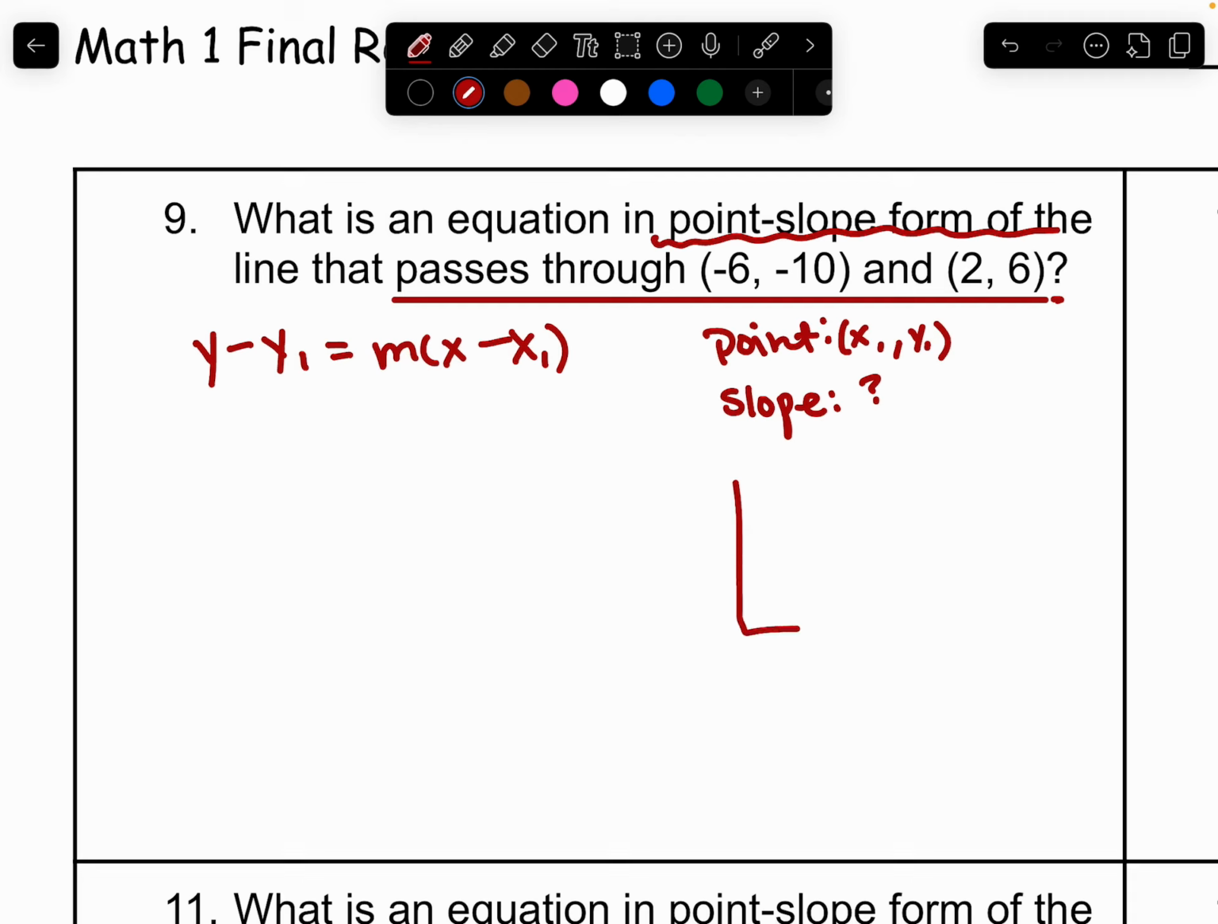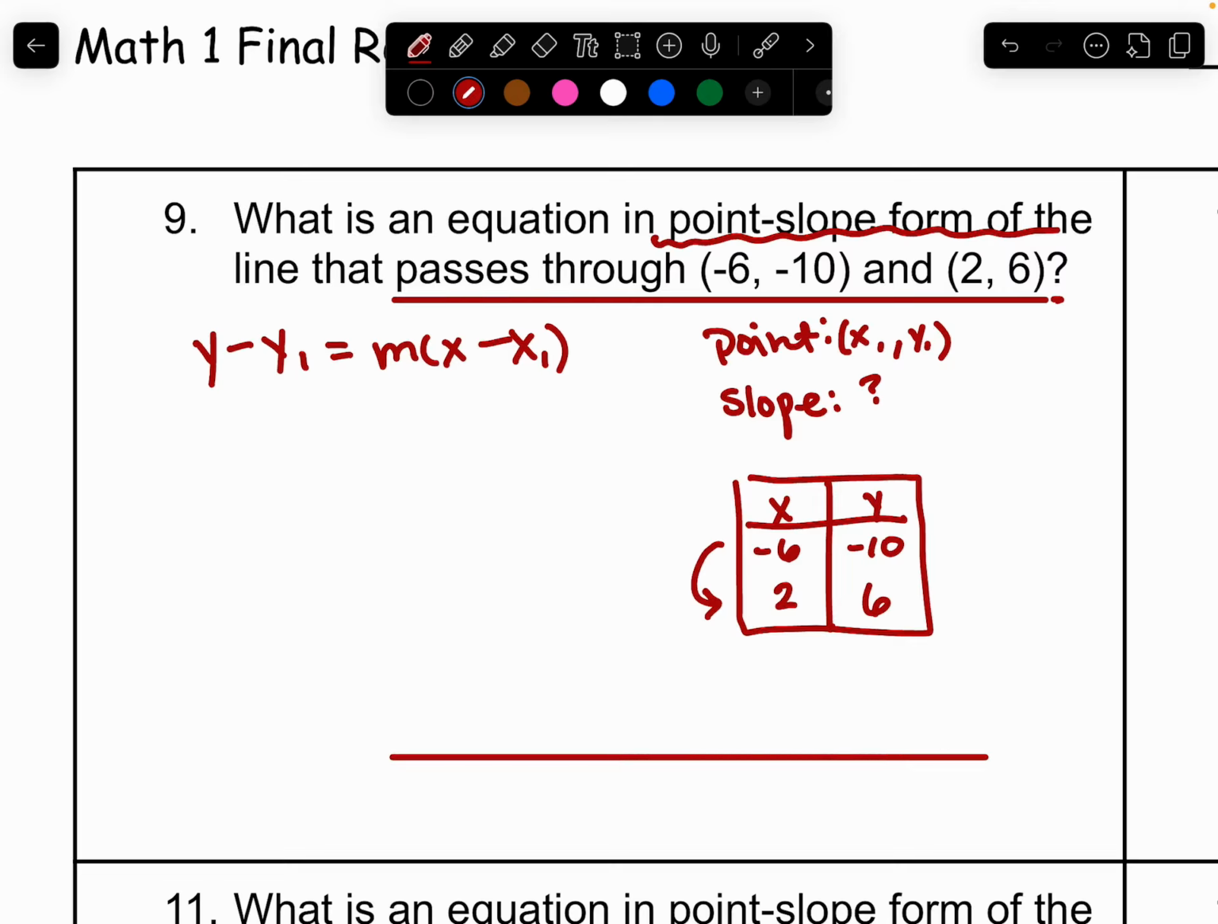How do we find the slope? Remember, you make your box, x, y, we get (-6, -10) and (2, 6). How far away is -6 from 2? Let's figure it out. -6 is right here. 5, 4, 3, 2, 1, 0, 1, 2. Since it's going up, it's going to be positive. 1, 2, 3, 4, 5, 6, 7, 8. It's going to be a +8.